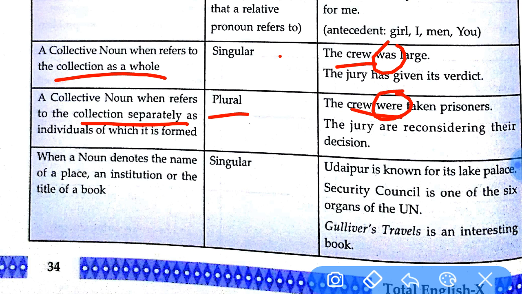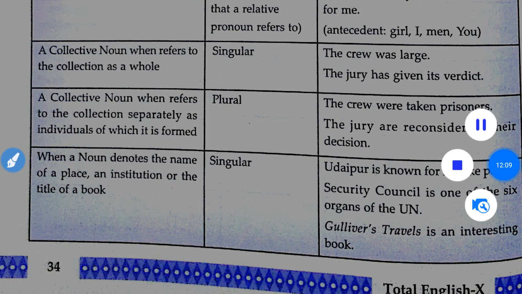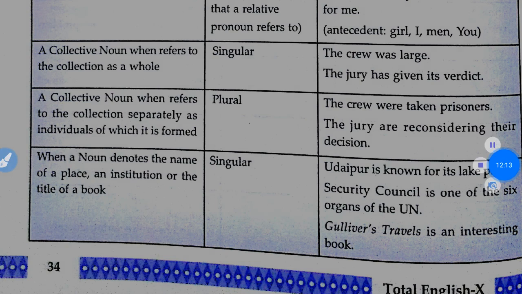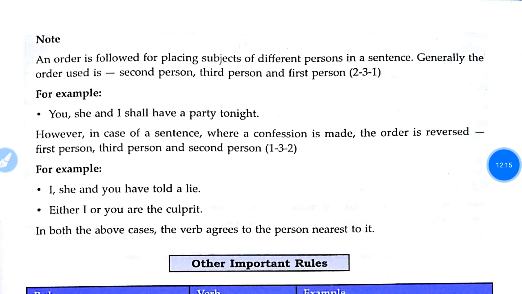Now, when a noun denotes the name of a place, an institution or the title of a book, what do we use? We use a singular form. Udaipur is known for its lake palaces. So I hope you understood this much. There are many places where we use singular and plural verbs according to the subject. Let us see the next one.